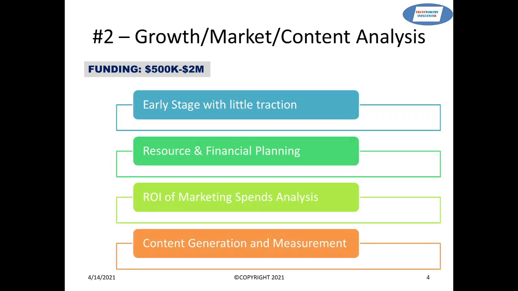The second are those companies which are essentially on early stage with little traction, with which they would have got about 500K to about $1 million of funding up until now. So the kind of work that you could potentially do are on growth, market, content analysis, and all of that. So you would know that by this time with that kind of funding, they would possibly have hired a few resources, and they also have made a few sales. So there is some traction.